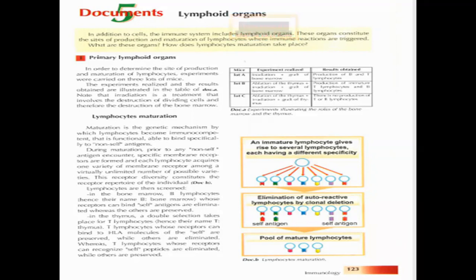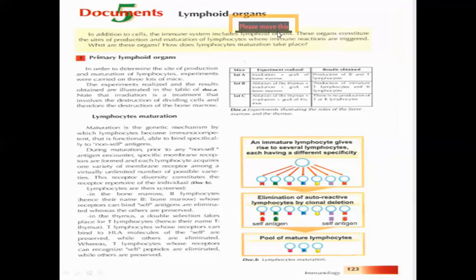And whereas the others are preserved, those that do not recognize the self antigens are preserved and will keep working. Okay, so here let's continue with the thymus. A double selection process takes place. Why? Because in the thymus a double selection will take place for the T lymphocytes.